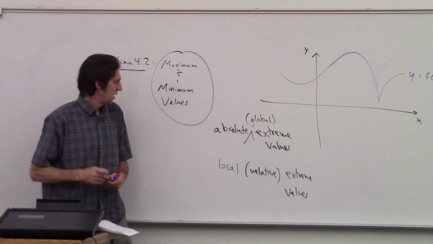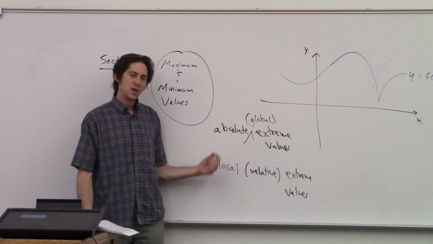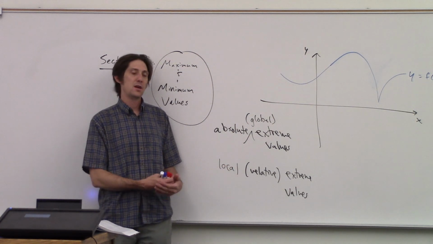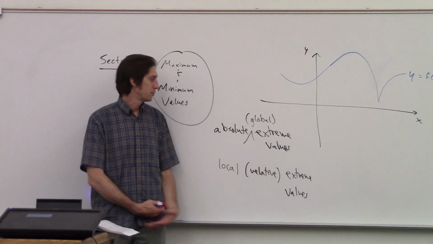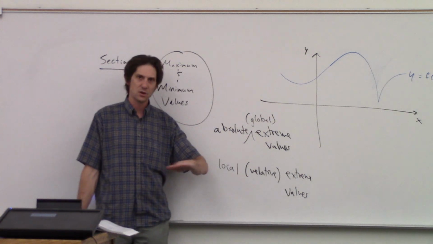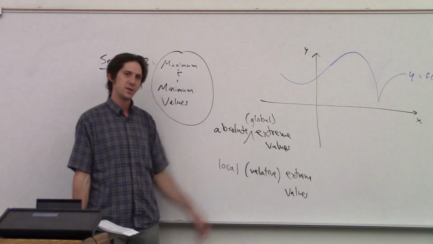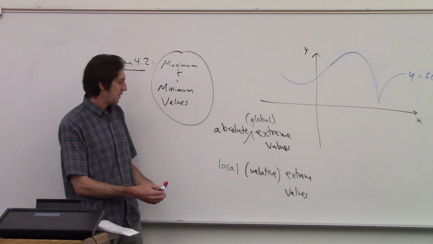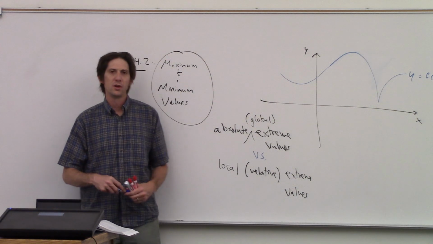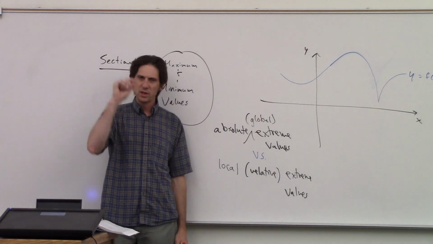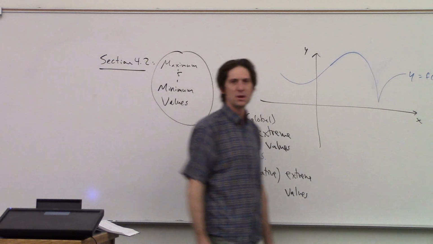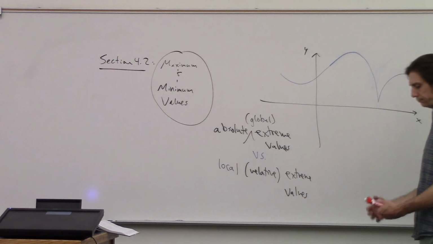The idea with an absolute maximum is that it's the largest the function ever is, anywhere in the domain of the function. Likewise, an absolute minimum is the smallest that the function is for all inputs in the domain. On the other hand, local maxes or local mins still correspond to highest points and lowest points, but only locally. I think you'll see what I mean by this when we look at a graph here.